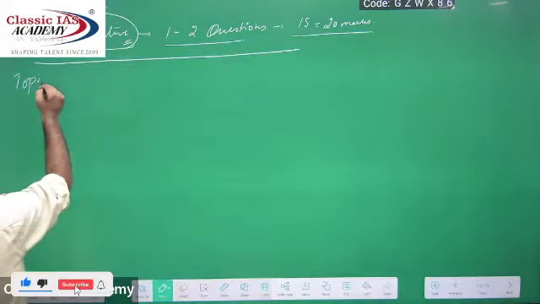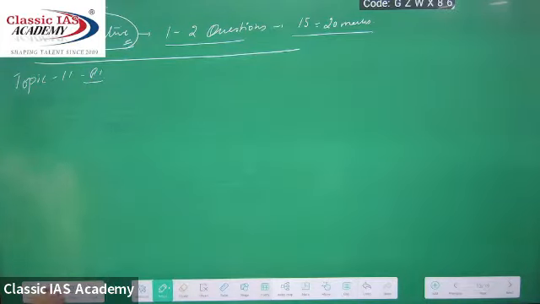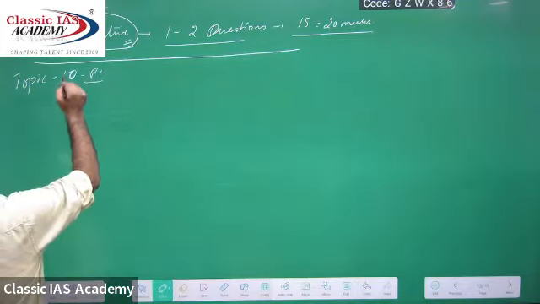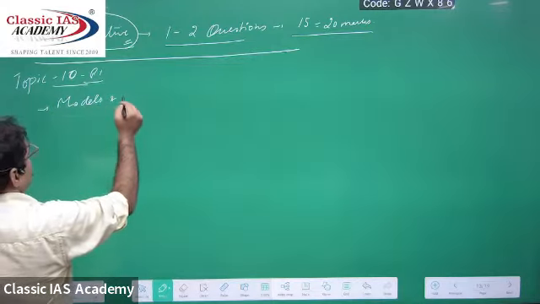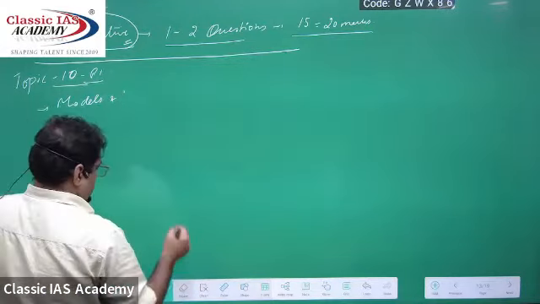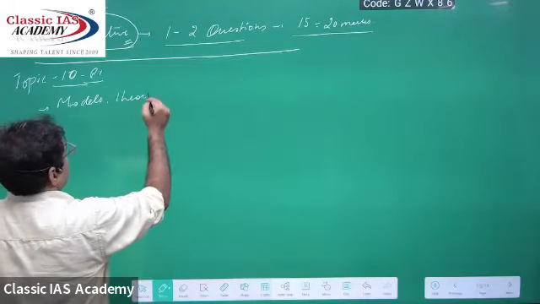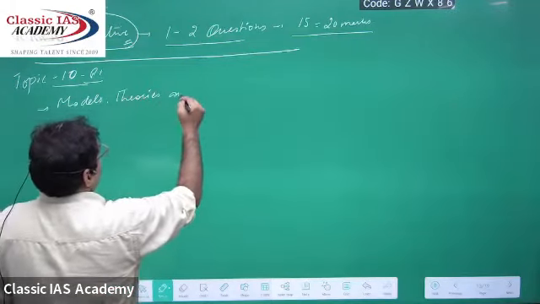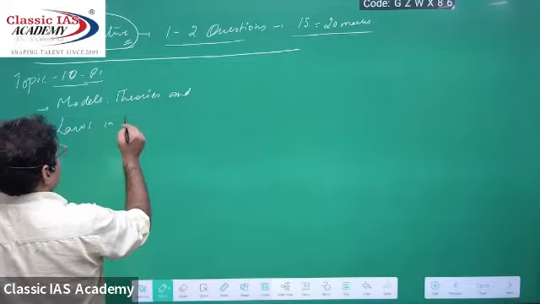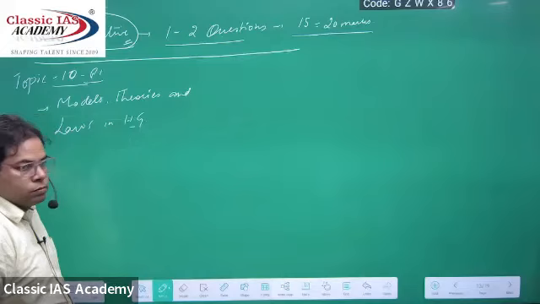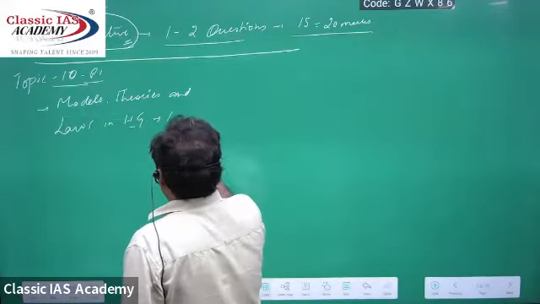In paper 1, topic 10, is called models, theories, and laws in human geography. But these laws are for human and economic geography.